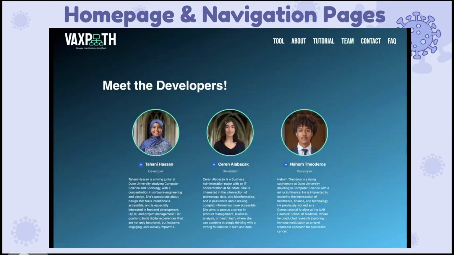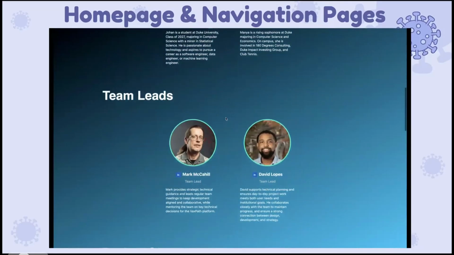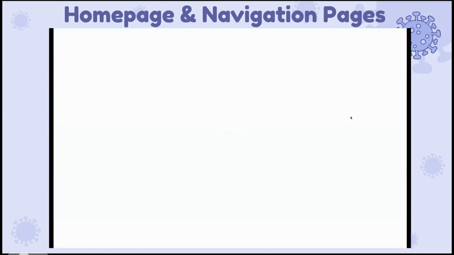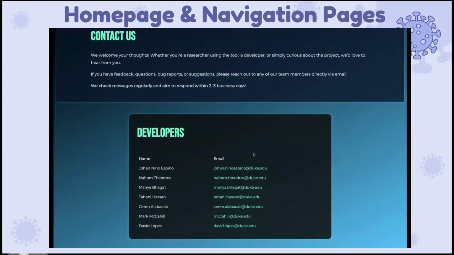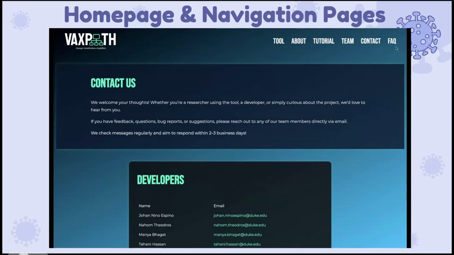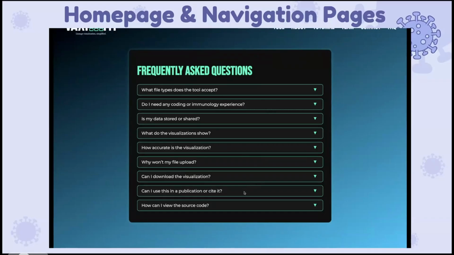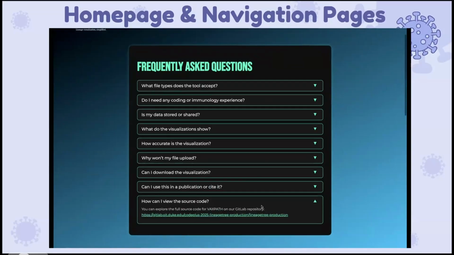On the Team page, it highlights the developers, leads, and stakeholders behind the project, with roles and LinkedIn profiles included. For the Contact page, if you need support, have feedback, or want to collaborate, the page provides emails to reach our team. On our FAQ page, we answer common questions about supported formats, interpretation tips, and troubleshooting guidance. We also have a citation that can be used to cite our web app right here, and a link to our source code.